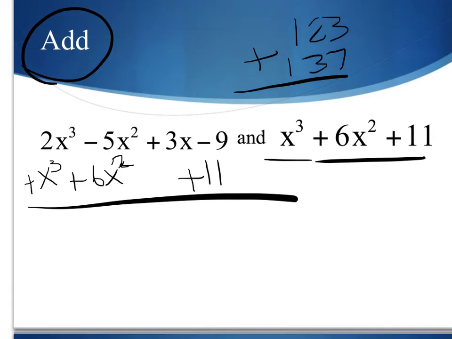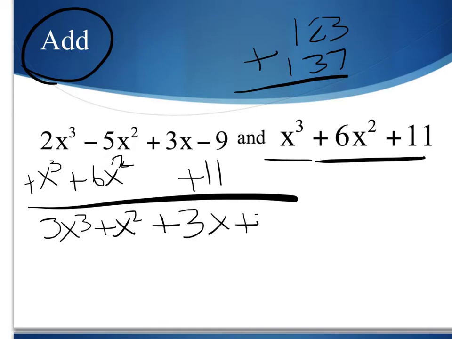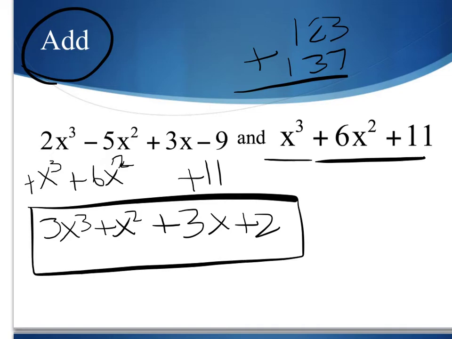So 2x cubed plus x cubed is 3x cubed. Negative 5x squared and 6x squared is positive x squared. Plus 3x, and then negative 9 plus 11 is positive 2. And we're done. Remember, the key to these problems is that you can see what they're exactly asking you to do. So remember to read the directions first. We all have trouble with reading directions, so make sure we read directions first.